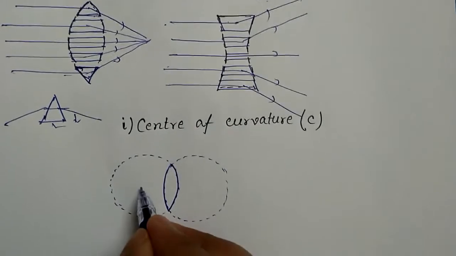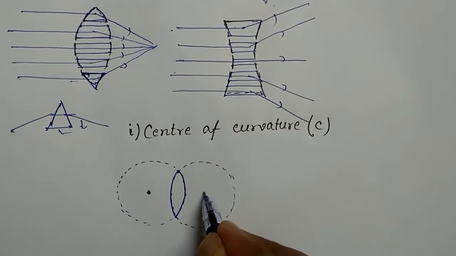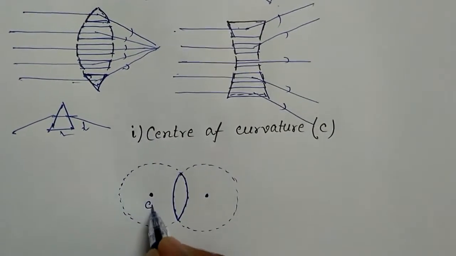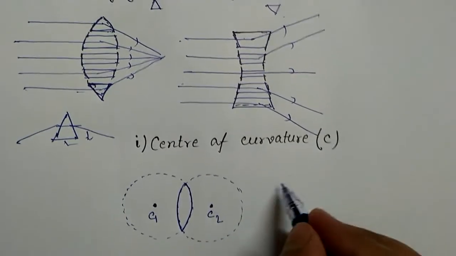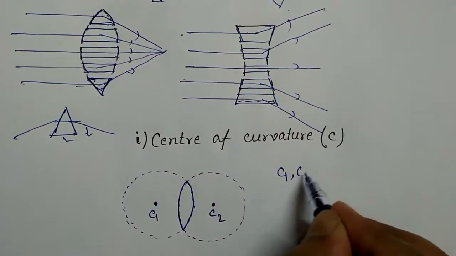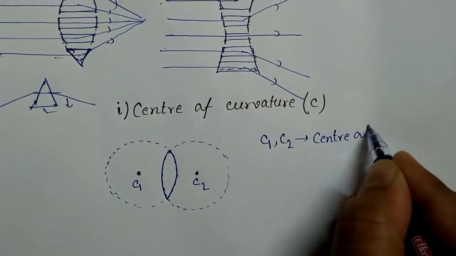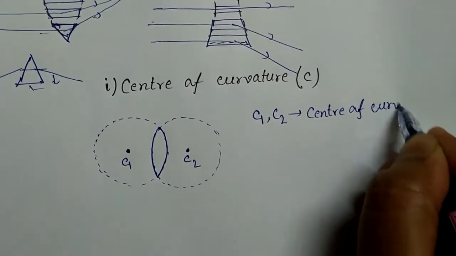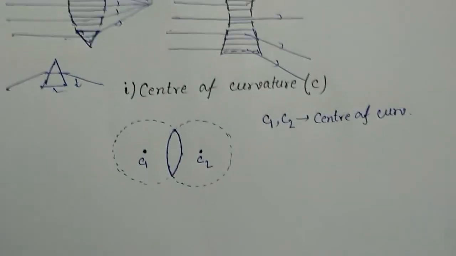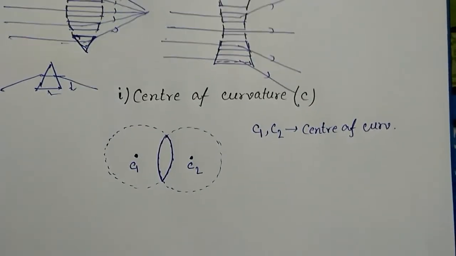Now the centers of these spheres, this C1 and C2, are known as the centers of curvature. Is it okay? So this is the center of curvature.